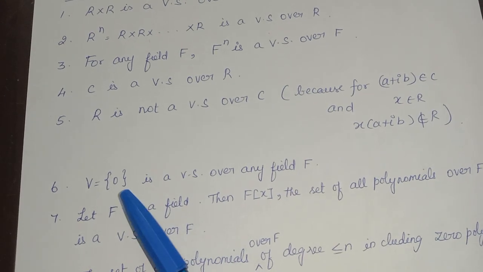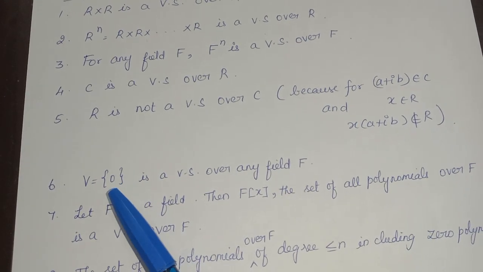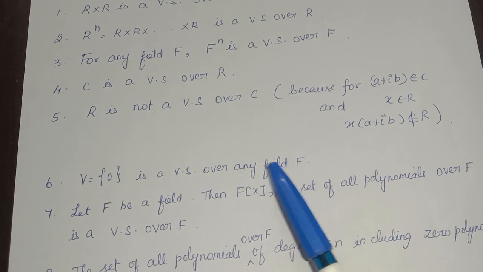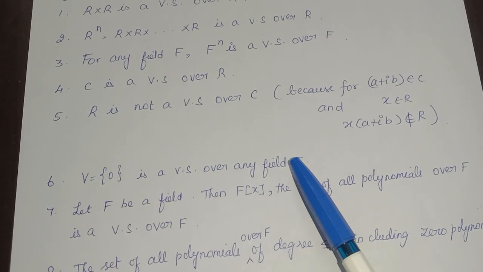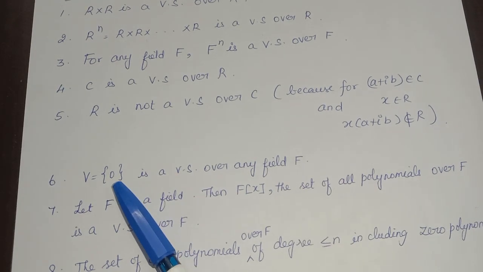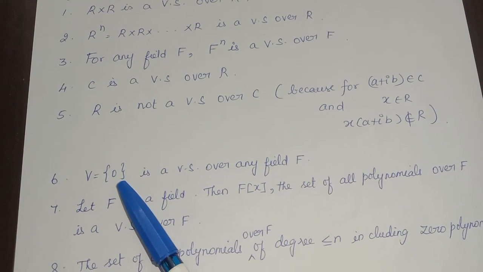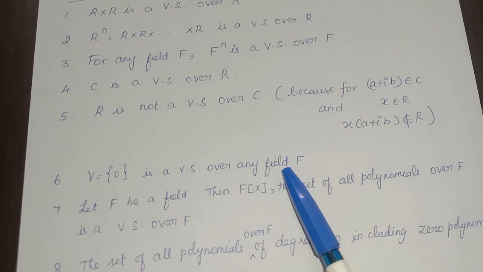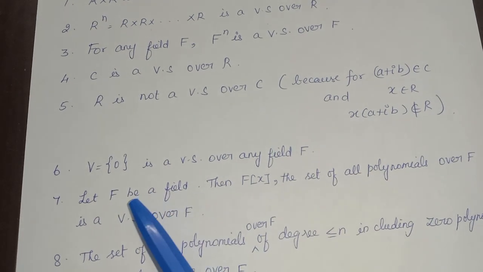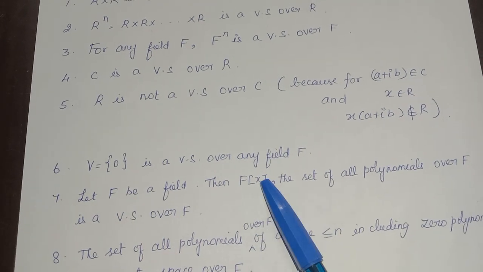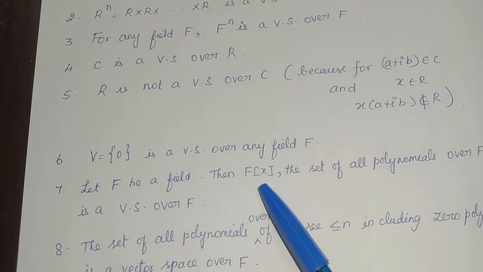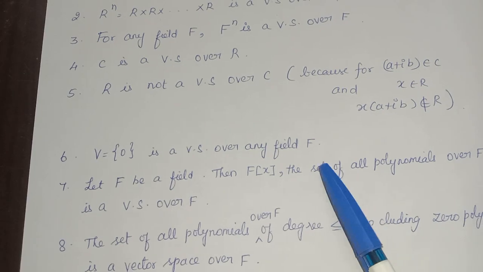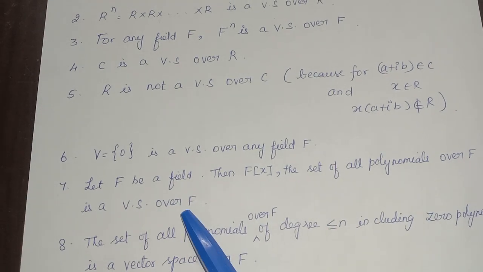Because this forms an abelian group with respect to addition, and whatever field it may be, if you take the product of 0 with any scalar, it will again become 0. So it again becomes an element of V. So the singleton 0 is a vector space over any field. Then if F is any field and F[x] is the set of all polynomials over any field, that is also a vector space over F.